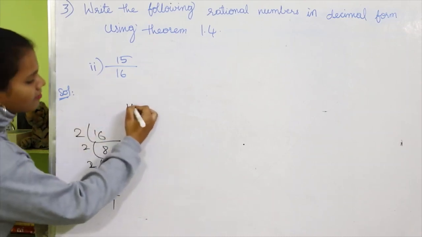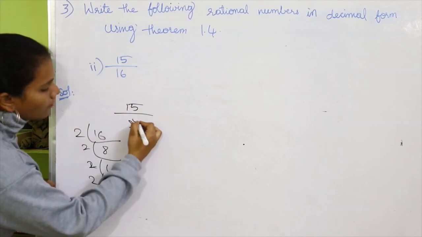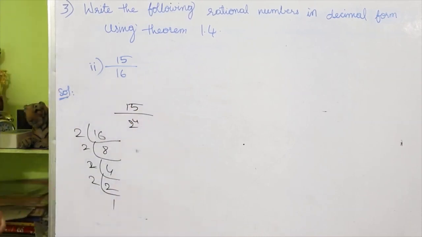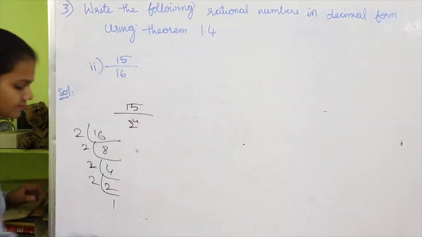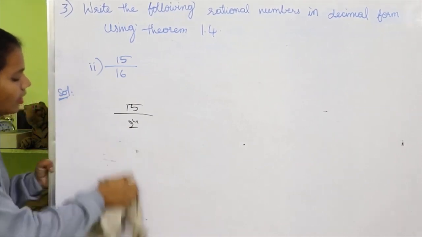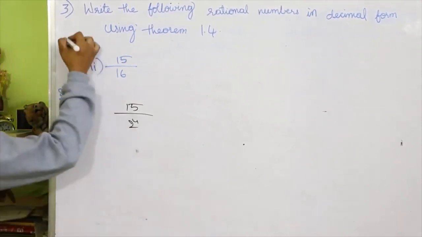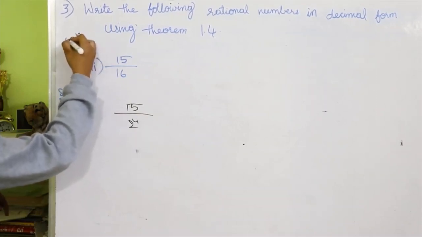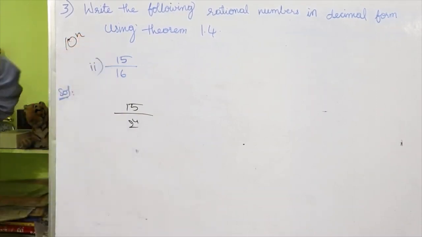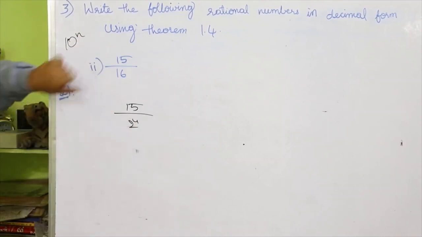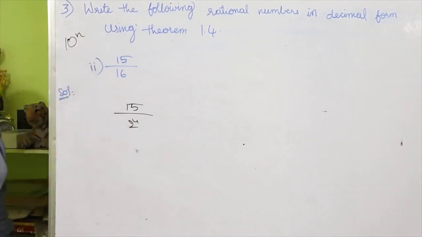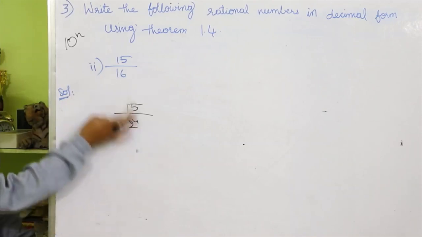So what do I do? 15 by 2 power 4. Clear? Now what you do guys? Now convert the denominator into 10 power n. So to convert this 2 power 4 into 10 power n, what do? Why should I convert this into 10 power n?